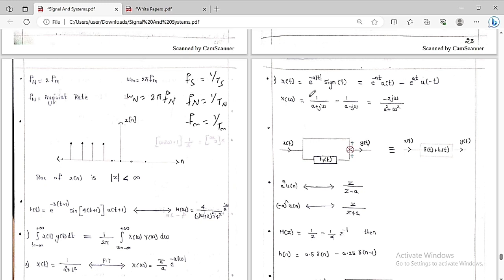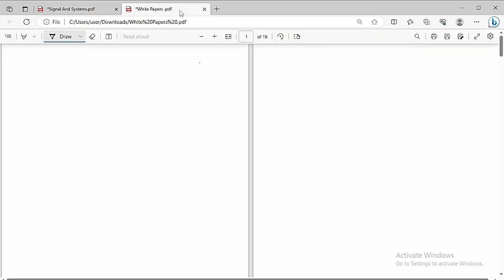Suppose x of t is equal to e to the power of minus a into mod of t, times the signum function of t. How can we write this? Signum function of t means u of t minus u of minus t, as I already told you. So if you multiply, we are going to get e to the power of minus a t into u of t minus e to the power of a t into u of minus t.